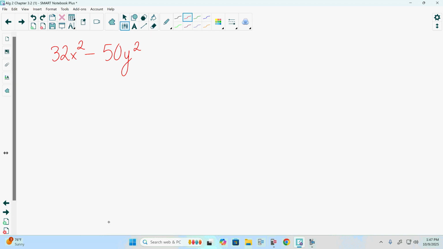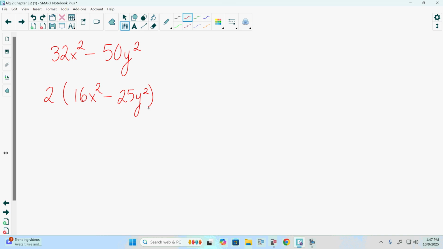So we can look back at this here. Is there a greatest common factor between these two terms? And it is 2. 2 goes into 32 and 50. If we factor 2 out of 32, we get 16. If we factor 2 out of 50, we get 25. So because there was a greatest common factor of 2, we pull it out.